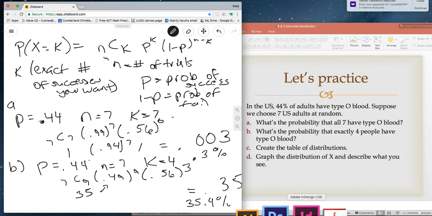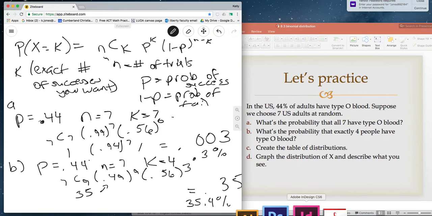Now, when it says create the table of distributions, what it really wants you to do is go back and do this formula over and over and over again. So we did it for 0, and we did it for 7, and we did it for 4. So it wants you to go back and plug in a 0, a 1, a 2, a 3, a 4, a 5, a 6, and 7, and get all of those values. And I'm not going to bore you with doing that. You should be able to figure that out. These formulas are not hard. You just plug in different numbers and write down all the probabilities.